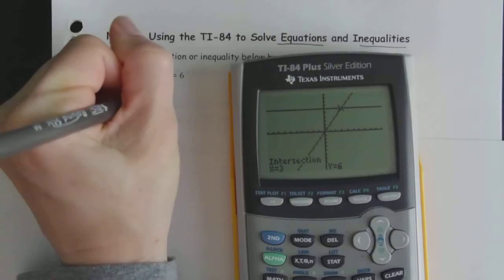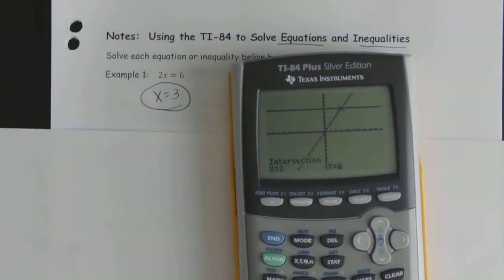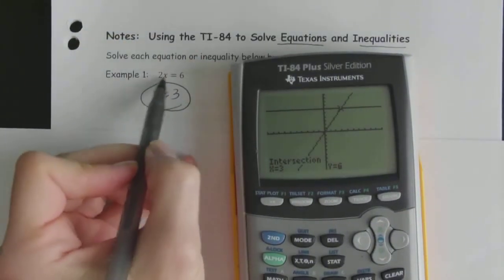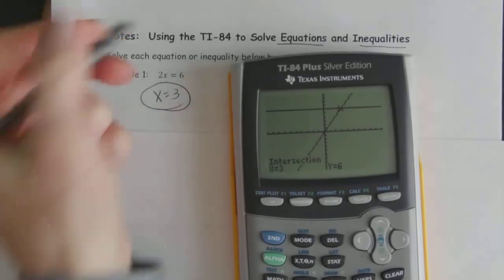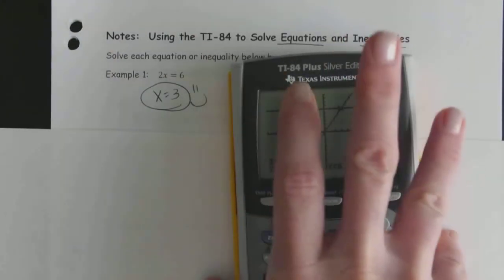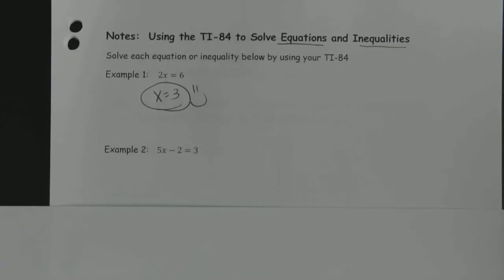So let's just write that down. X equals 3. That's all there is to it. And you can see it works because, hey, 2 times 3 is 6. So that's a good one. Awesome. Let's move to example 2.